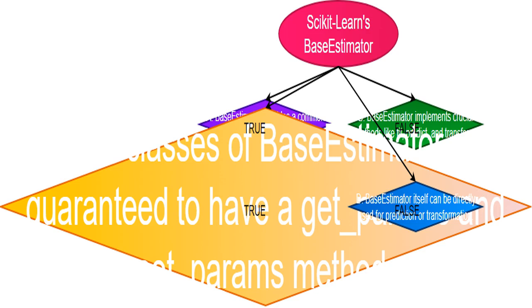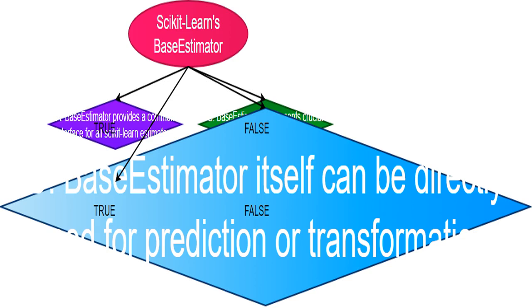Absolutely true! Every model that inherits from base estimator automatically gets these methods. They're super useful for setting and getting the settings, parameters, for your model. This is false. You can't directly use base estimator to make predictions. It's an abstract base class. Think of it like a template. You need a concrete class, like linear regression, to actually do the work.